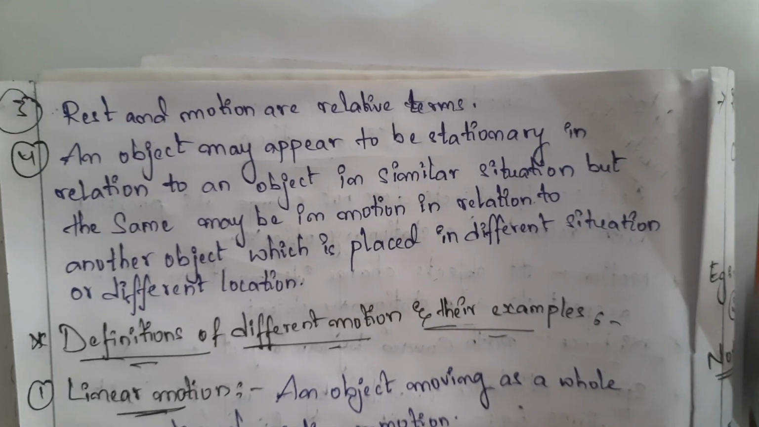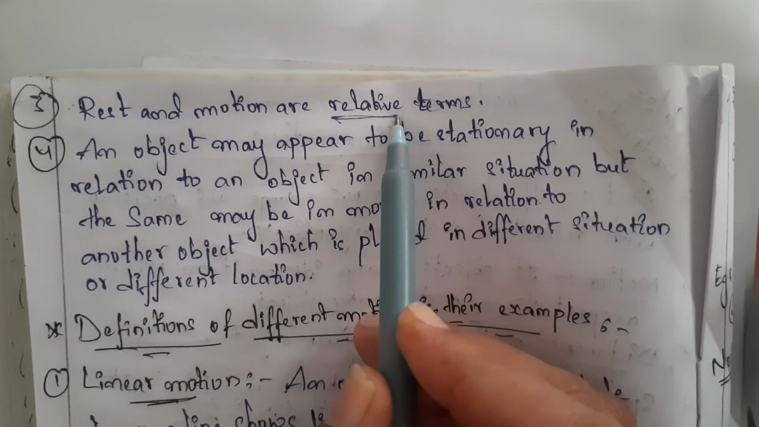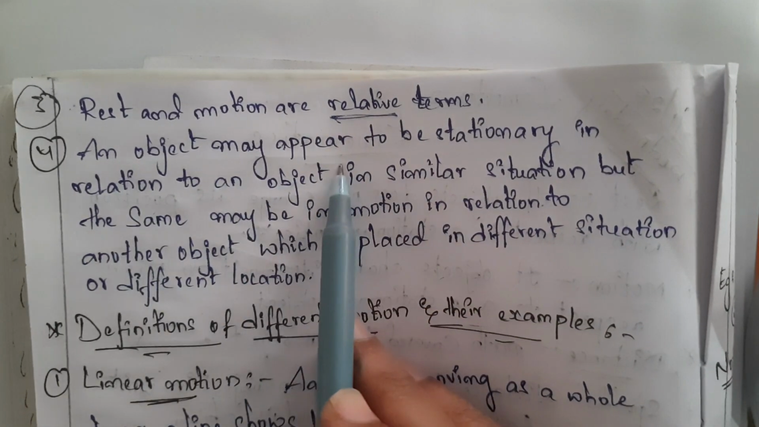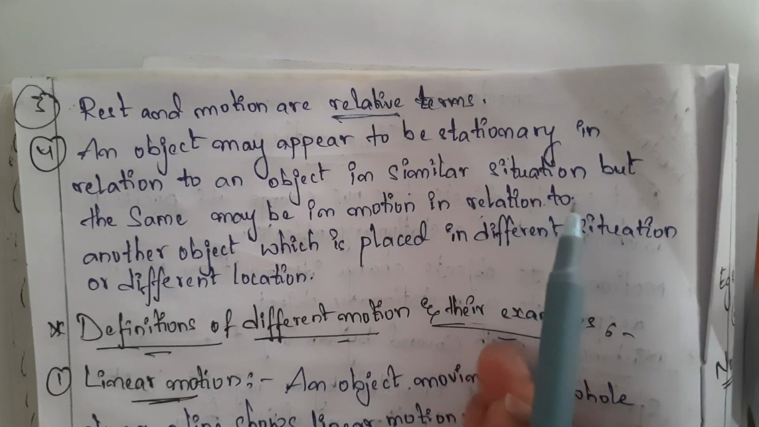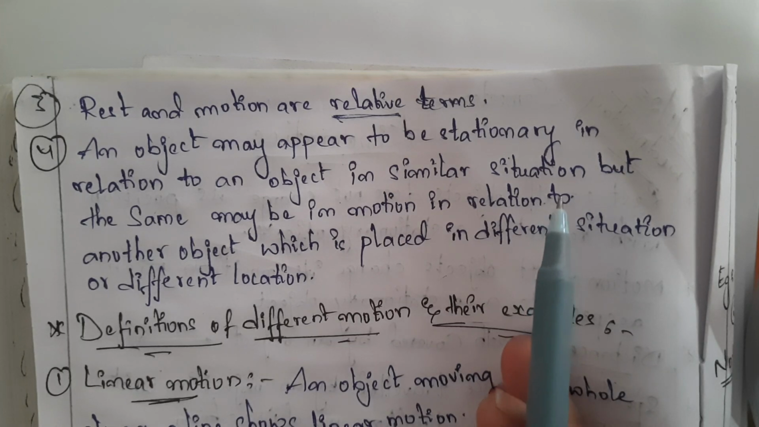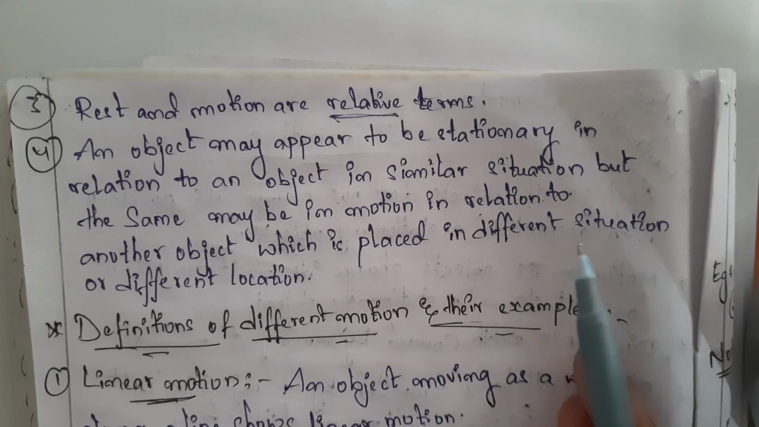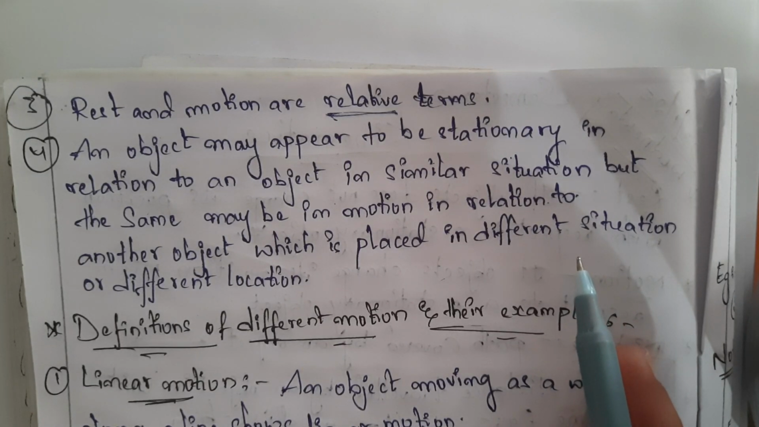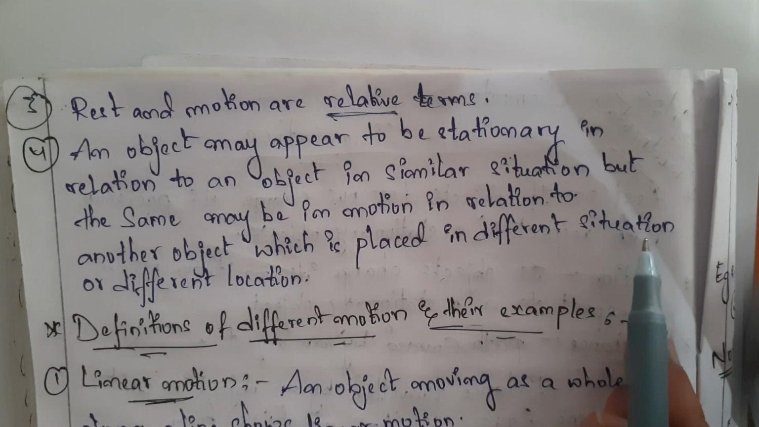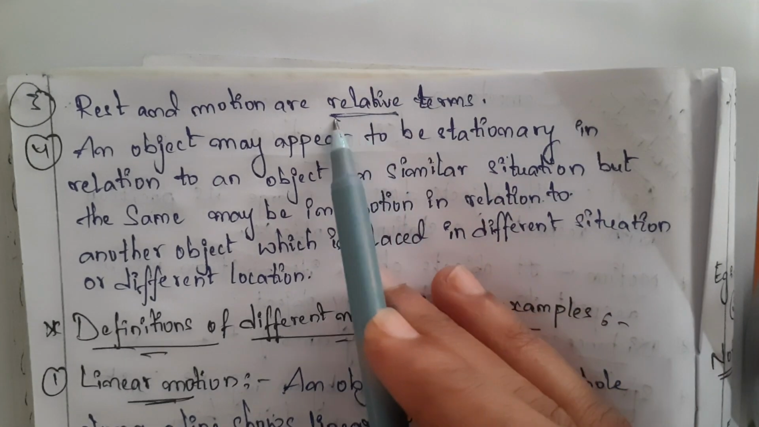Let's start with one more example. Rest and motion are relative terms. What do we call relative? Relative means they are interrelated. An object may appear to be stationary in relation to an object in a similar situation. For example, if we are sitting in a running train, we are at rest with the co-passengers sitting nearby. But with respect to the surroundings, as the train is moving, we feel like the trees or the houses are moving. With respect to them, we are in motion. So we have both terms, motion and rest, and we call them relative terms.